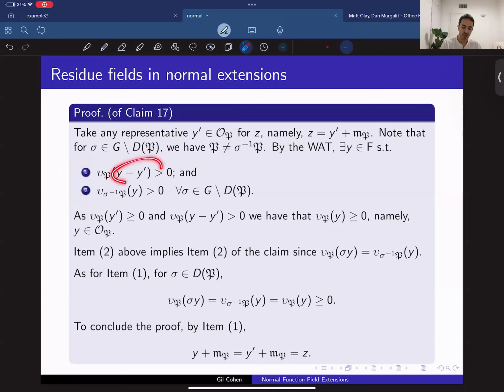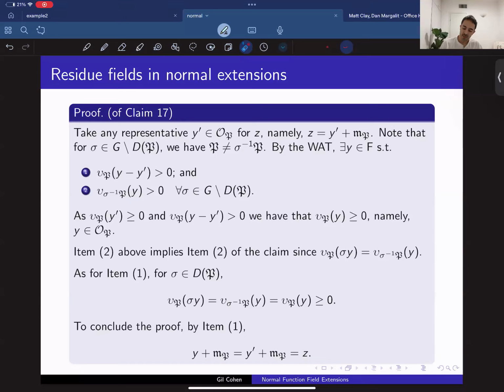Here you require y to be close to y prime, and here you require y to be close to 0. And if it was with respect to the same prime divisor, maybe you cannot do that, because maybe y prime is very far from 0, and you can't find a y that's close to two things that are far apart from each other. So it's good that you're considering different valuations, and they are independent. That's what the approximation theorem is all about. So you can require those things.